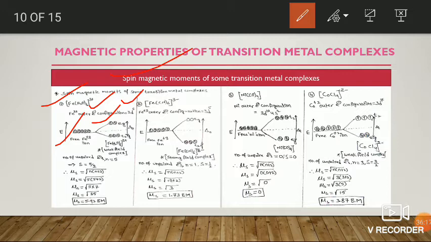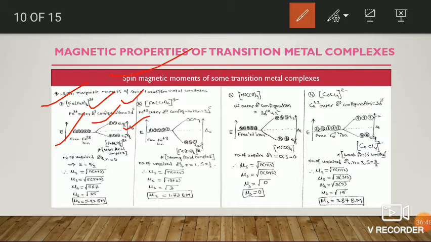Instead of entering into T2G, it enters into EG, because there is a small energy gap separation between T2G and EG. If the 4th electron enters into the T2G orbital, then it must spend some energy in order to overcome the interactions within the T2G orbital. It is nothing but pairing energy. It must spend some pairing energy.